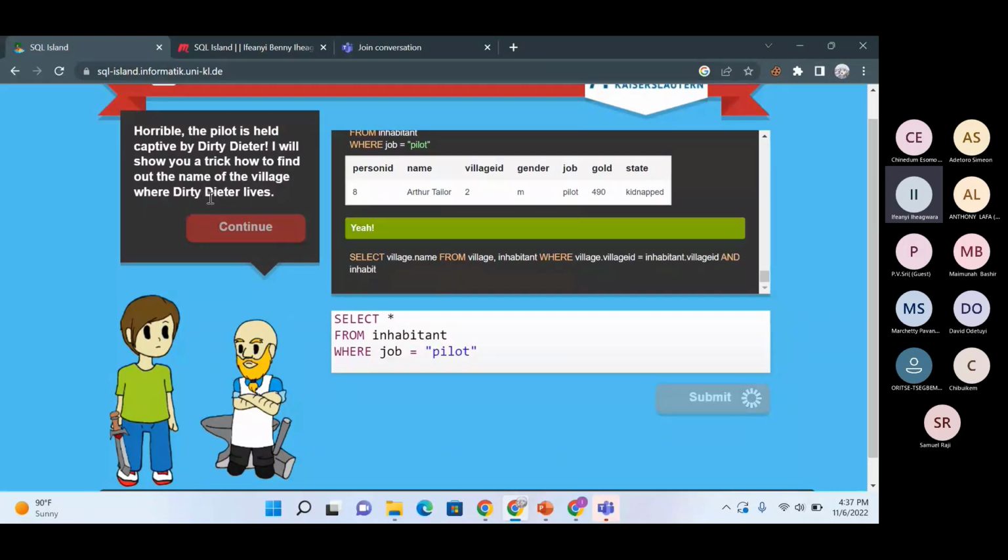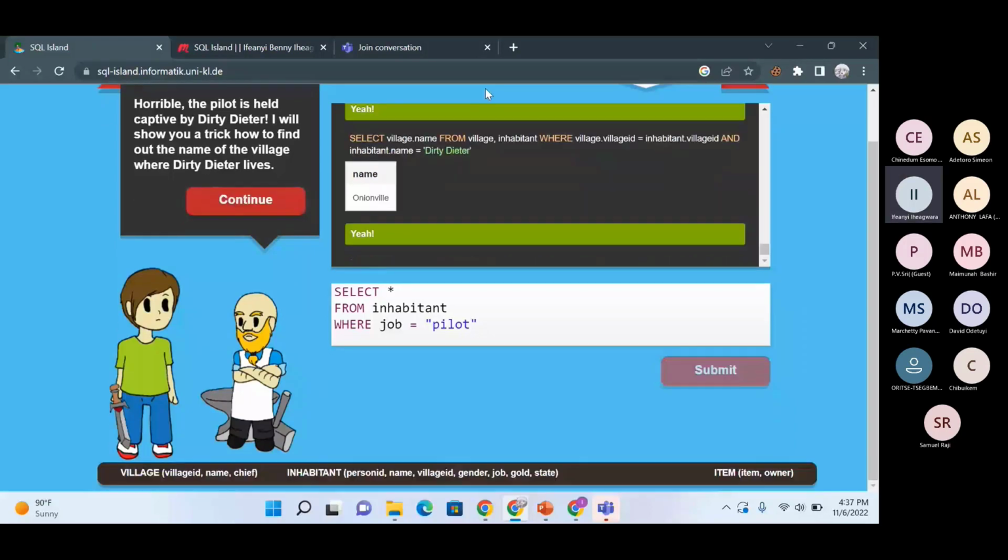So right now, write a query which is select village.name from the village and inhabitants tables. So we're trying to use 2 tables, where the village ID number is equal to the inhabitants village ID number. When you join these 2 tables, the village ID in the inhabitants table is equal to the one in the village table, joined on those columns. And the inhabitant's name is equal to, let's see.